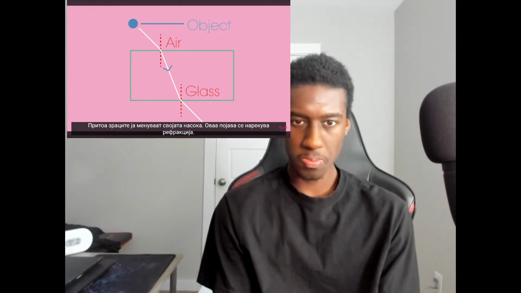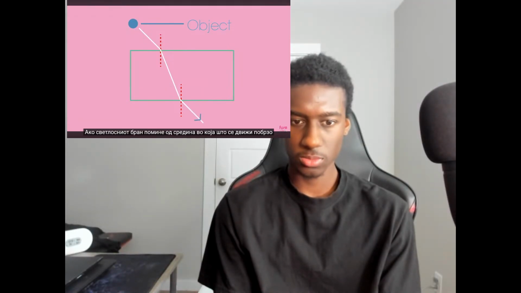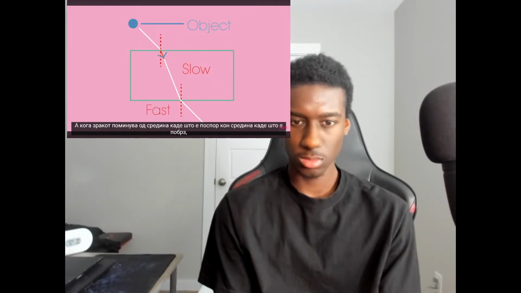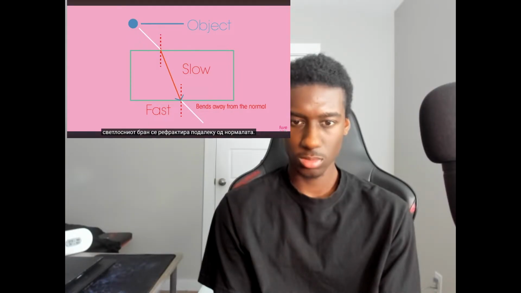This causes them to change direction, which is called refraction. If a light wave passes from a medium in which it travels faster to a medium in which it travels slowly, then the light wave will bend towards the normal. Whereas, if it goes from a slower medium to a faster medium, the light wave refracts away from the normal.